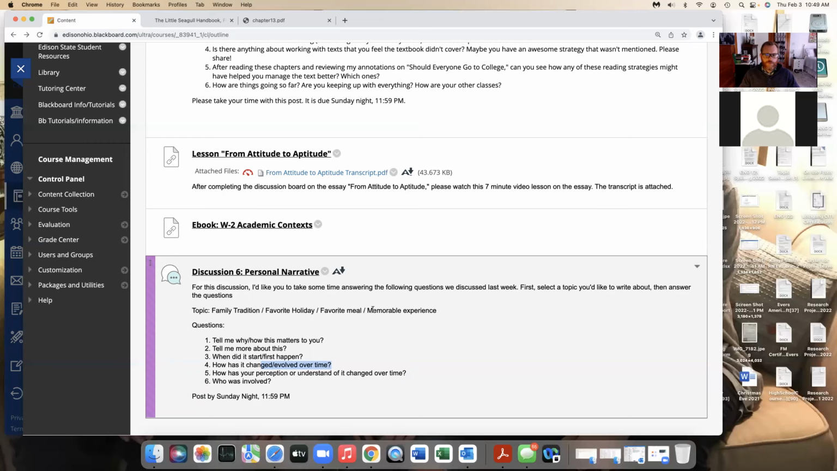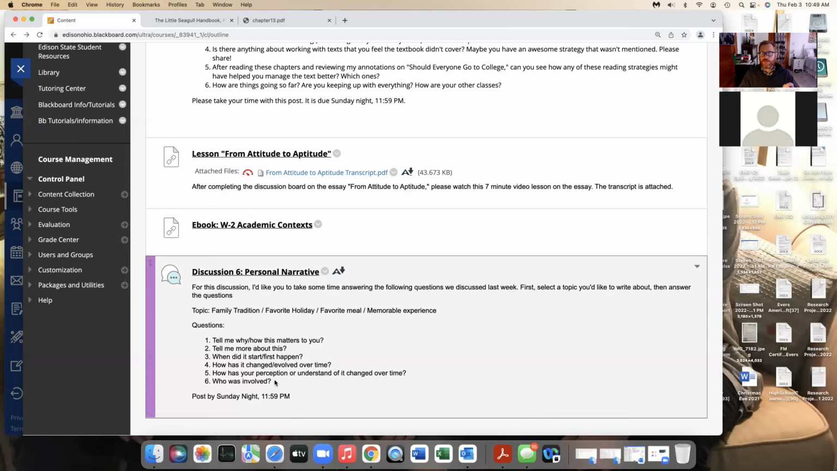For the memorable experience, you're going to have to alter these questions a little bit, thinking about maybe your perception of how this experience has changed over time. So how long ago was it? When did you experience it? So you're interrogating yourself and telling us who was in there, so we can start thinking about, well, what matters to you and how are we going to convey the significance of this to other people?